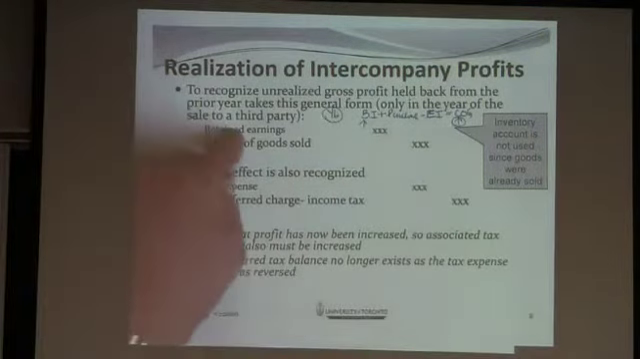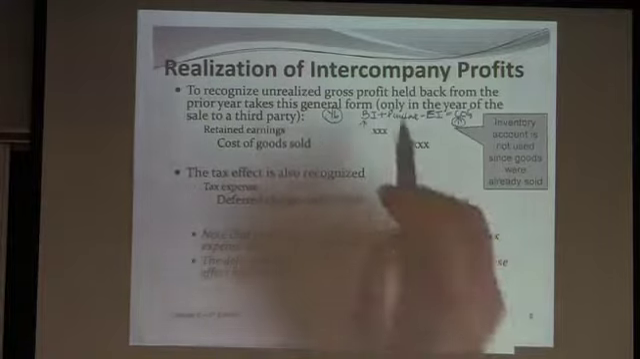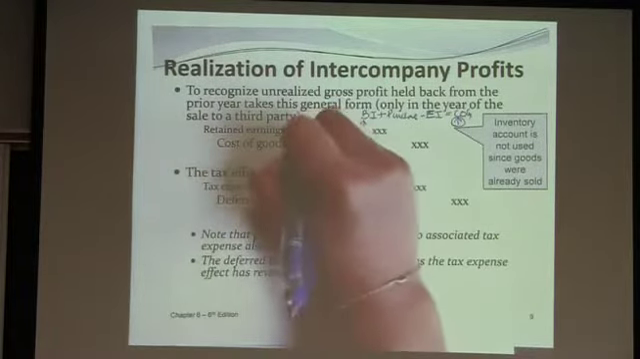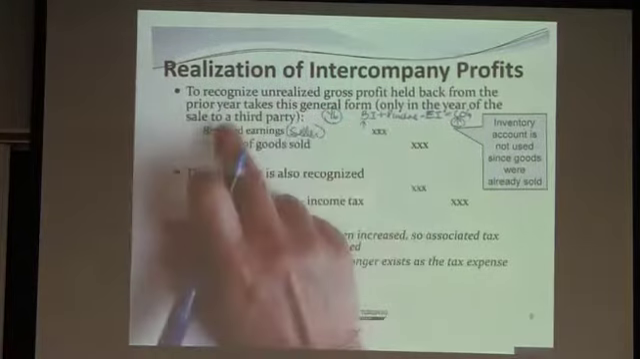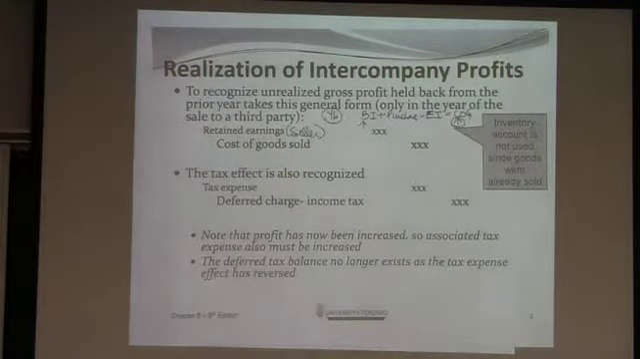But because we no longer have the ending inventory, because remember, that beginning inventory was now sold, we need to adjust retained earnings, and this is the retained earnings of the seller. And remember, the seller would have recorded that profit on their legal books. It would have recorded the income tax as well on their legal books.